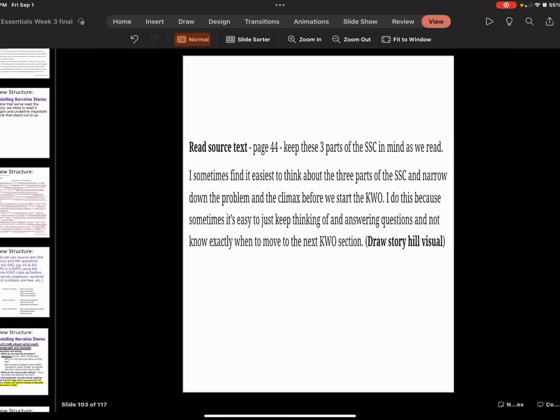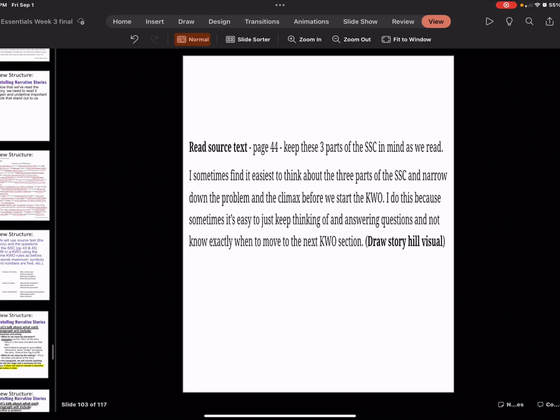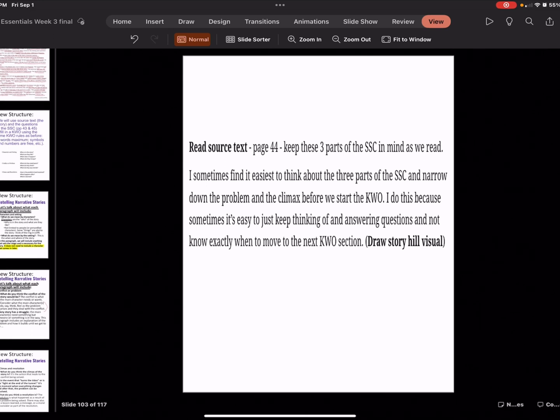And then it says, I sometimes find it easiest to think about the 3 parts of the SSC and narrow down the problem and the climax before we start the keyword outline. I do this because sometimes it is easy to just keep thinking of and answering questions and not know exactly when to move to the next keyword outline section. So instead of doing those, we just think about the 3 parts and we start to process.